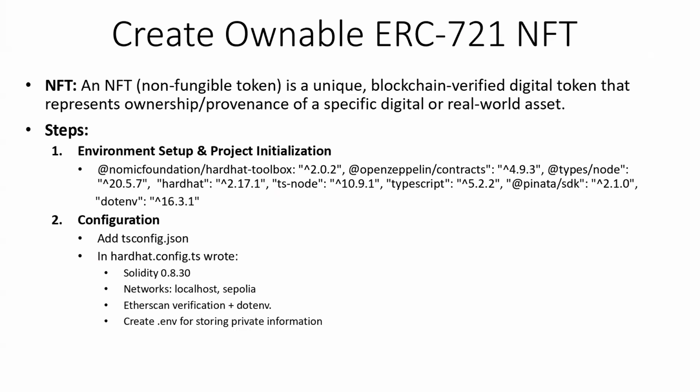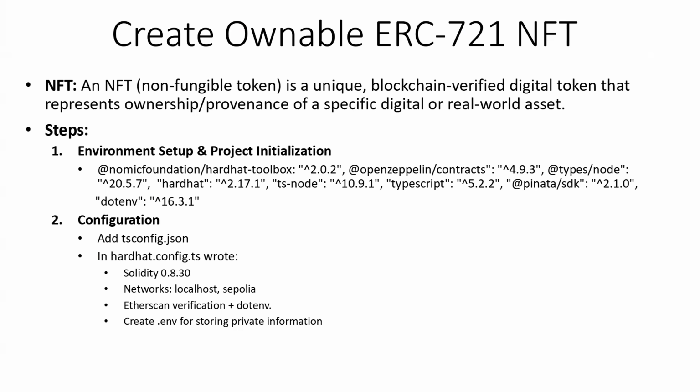In today's exercise, we are going to look at how we can create our NFT token using the standard ERC-721 contract. So NFT is an ownable token. I assume you already know what the NFT is, but let me give you a brief overview. It is basically a non-fungible token that is unique, and the blockchain verifies this token digitally. It is basically an asset that can be digital as well as real world.